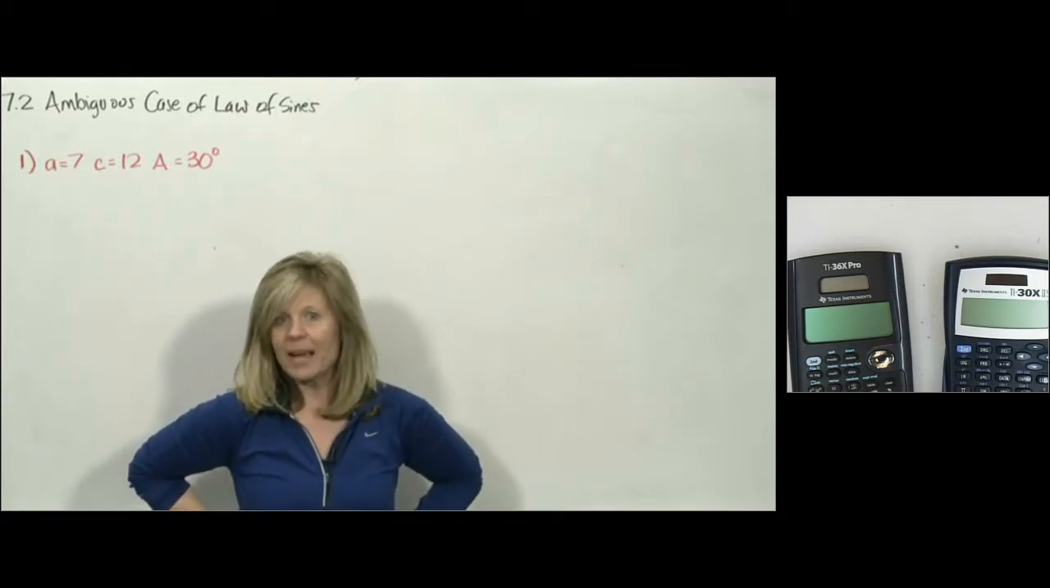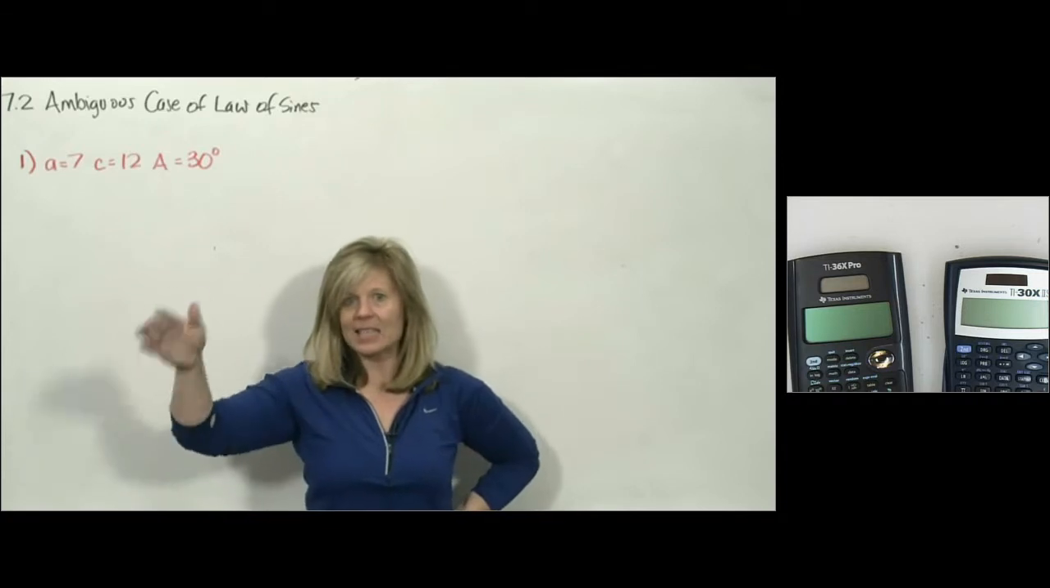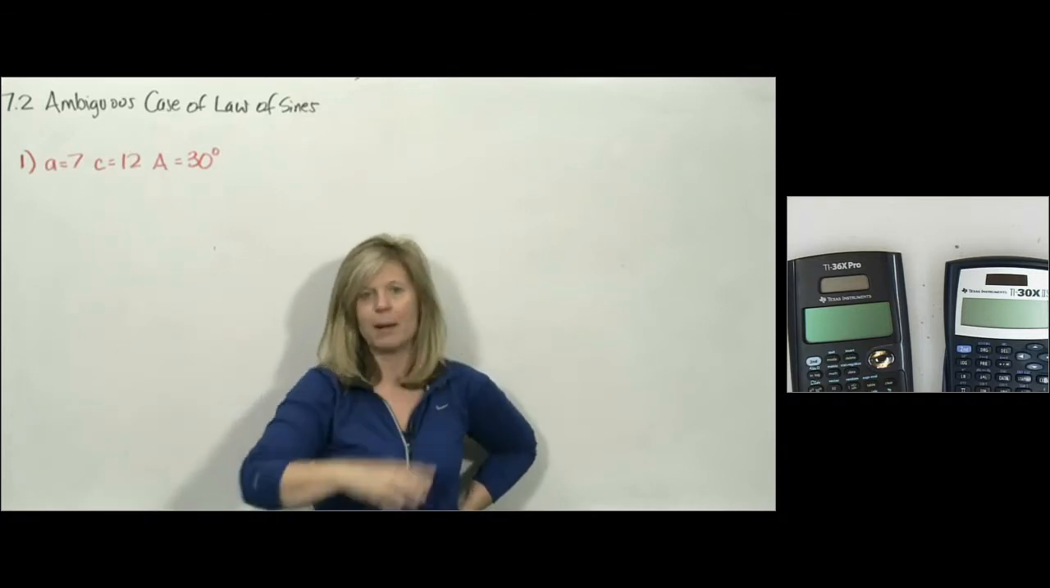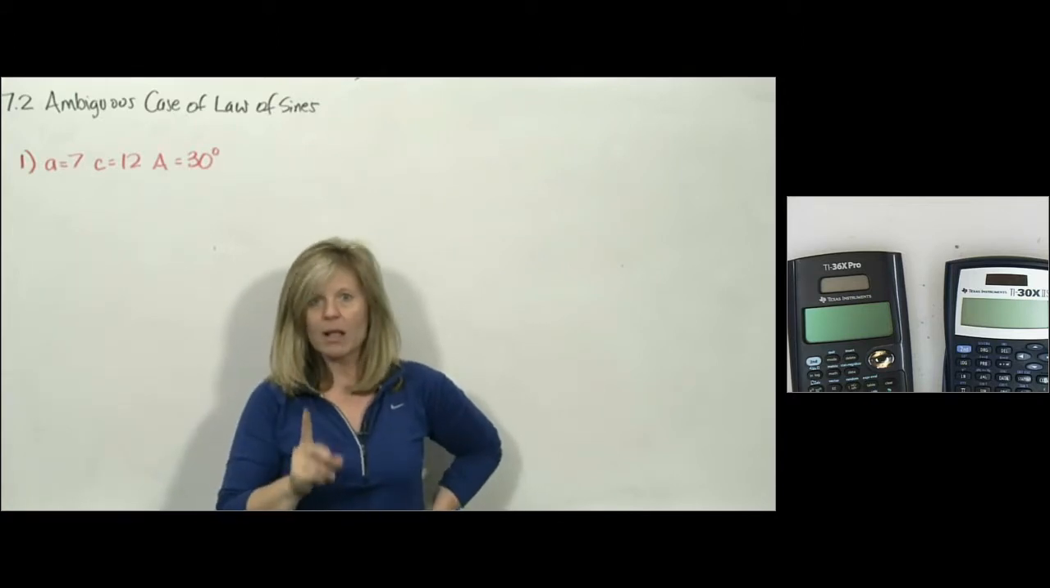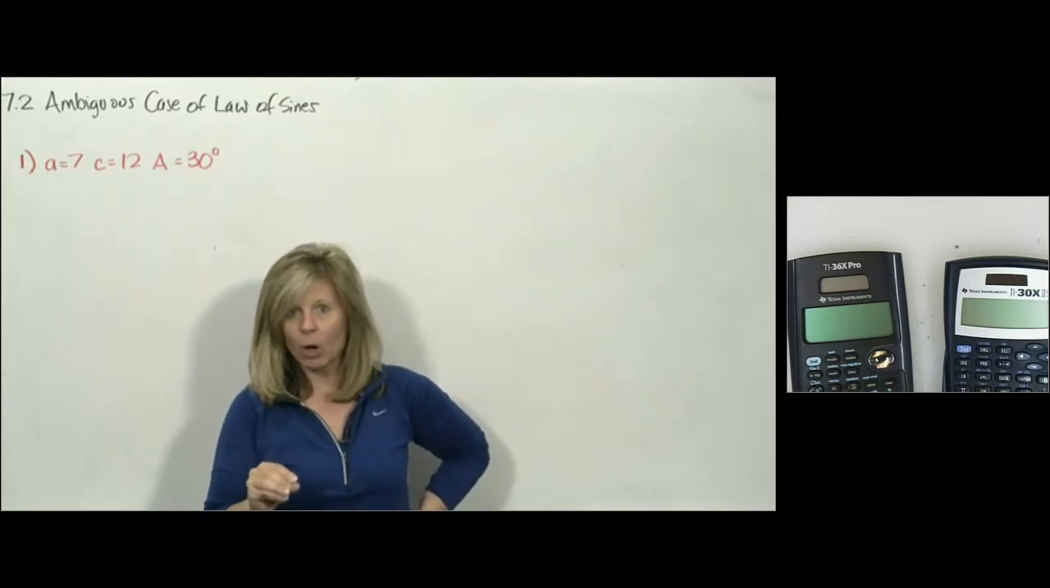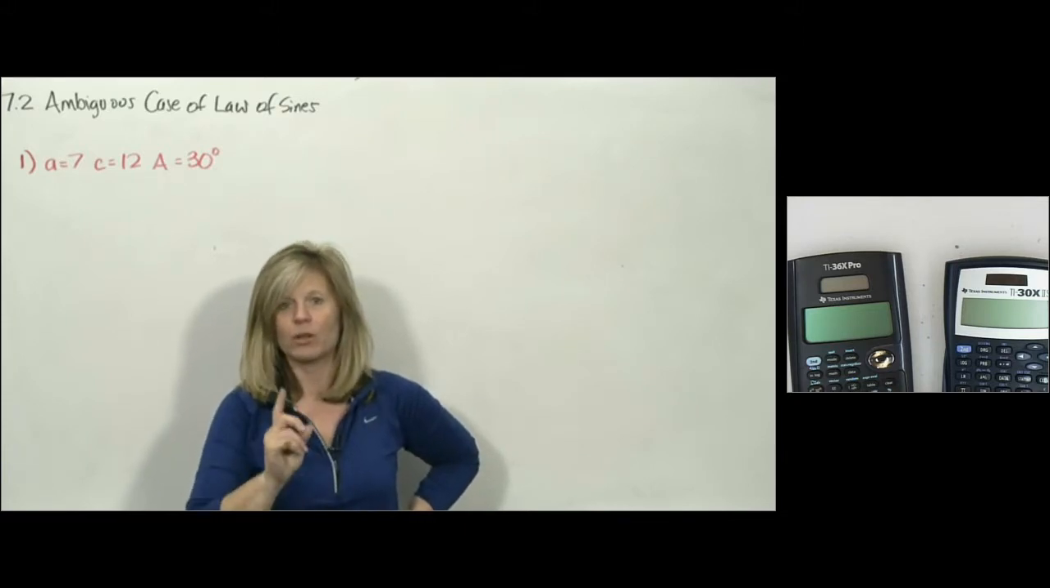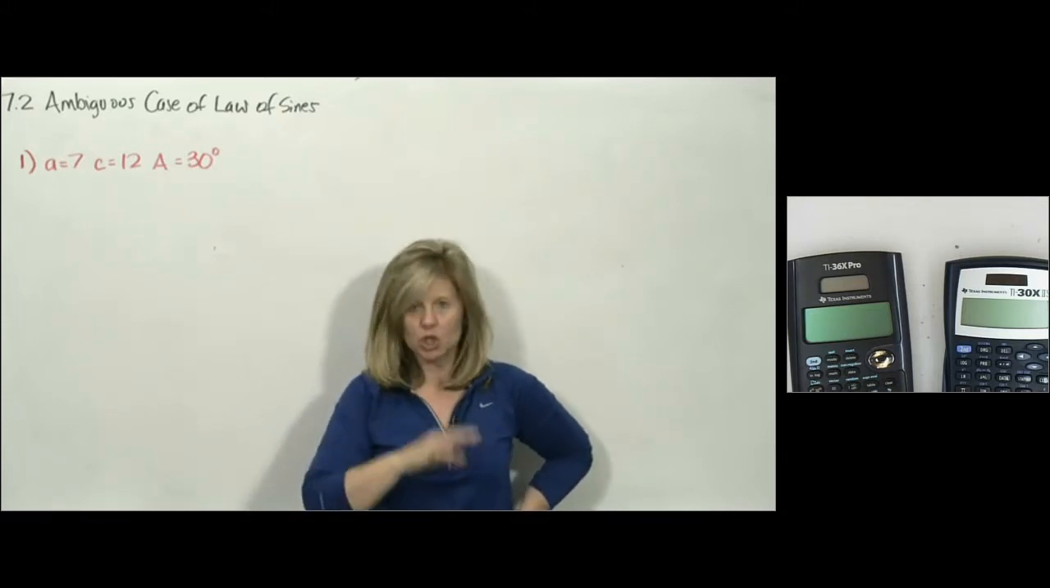If you are given information that makes the ASS pattern or SSA pattern, you're given an angle and two sides. Beware. That means when we do our mathematical work with the law of sines, we may get more than one answer. So let me show you this.